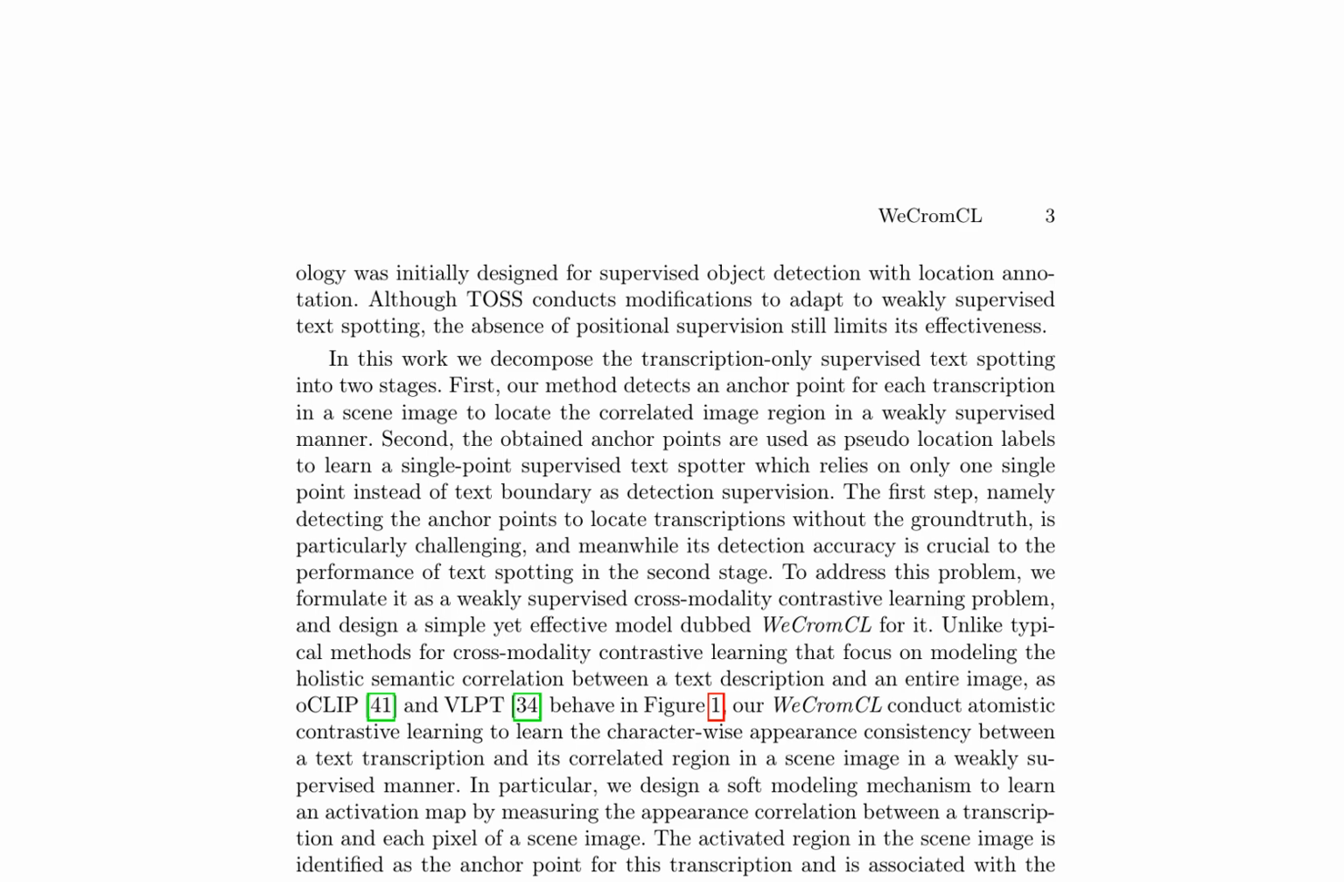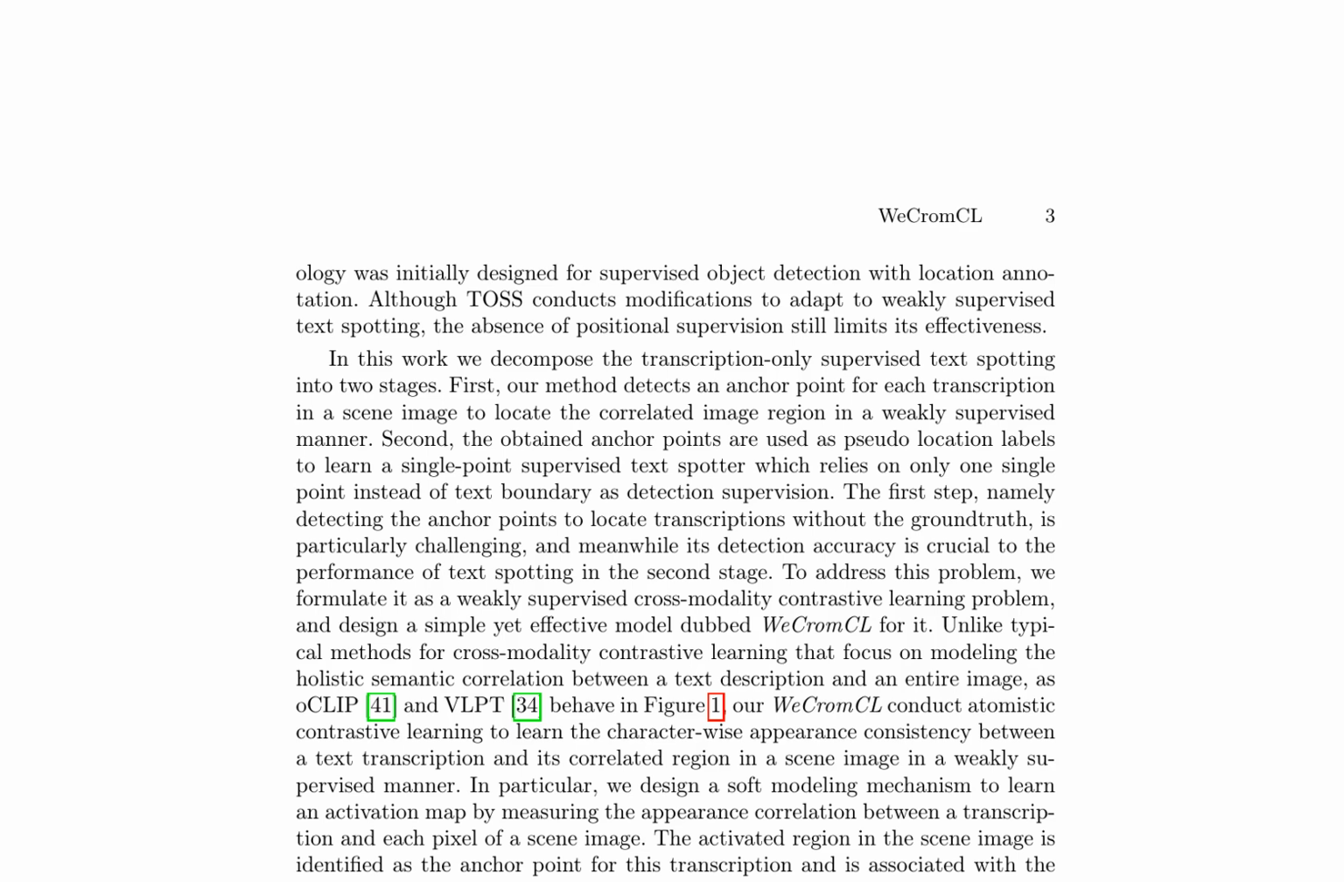The authors propose WeCromCL, a method that utilizes weakly supervised cross-modality contrastive learning to detect anchor points for transcriptions in scene images without location annotations. This method forms the basis for learning a single-point supervised text spotter, which relies on only one single point instead of text boundaries as detection supervision.